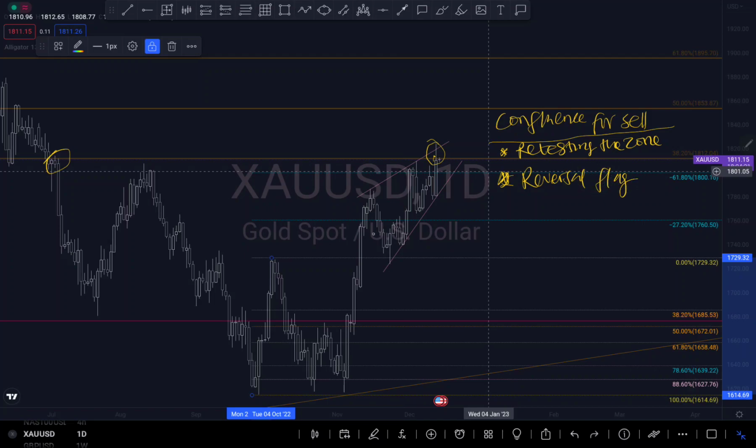Second confluence is we can see a reversal flag for me, with a third touch on the trend line. So touch 1, touch 2, touch 3. So probably we'll see a drop. So that's my confluence for a sell on gold.